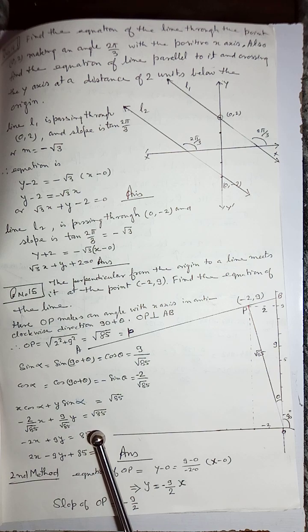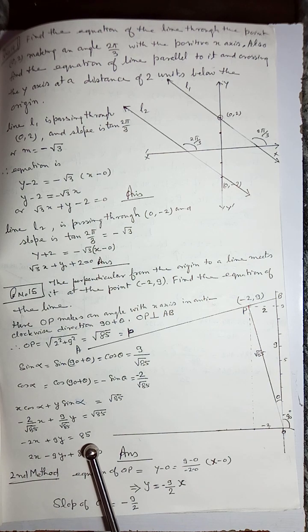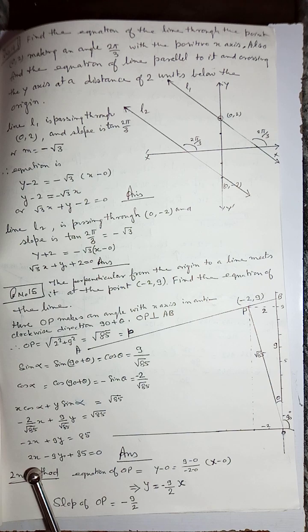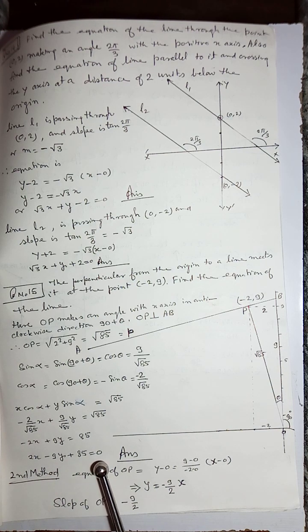that is equal to root 85. 85 is the P, the perpendicular distance from the origin to the line. So minus 2x plus 9y is equal to 85. You just arrange it, so 2x minus 9y plus 85 is equal to 0. This will be the required answer of question number 15.